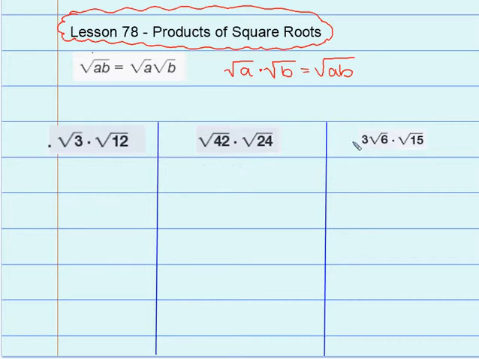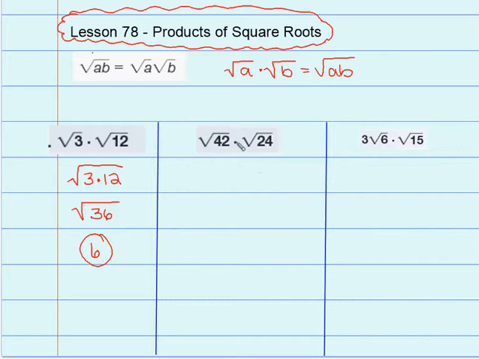Okay, so I have three examples that we're going to go through today. The first one is the square root of 3 times the square root of 12. And so I know that that is the square root of 3 times 12, which is the same thing as the square root of 36. And I know the square root of 36, that is 6.